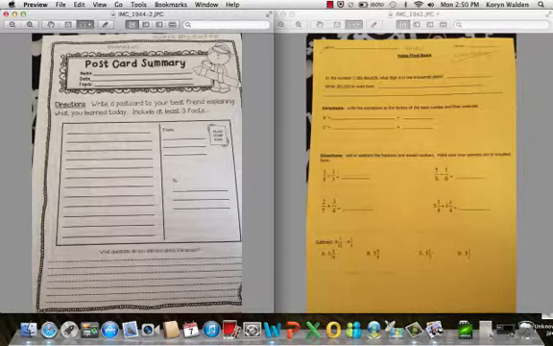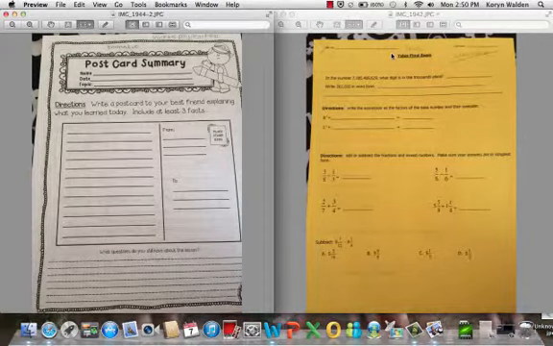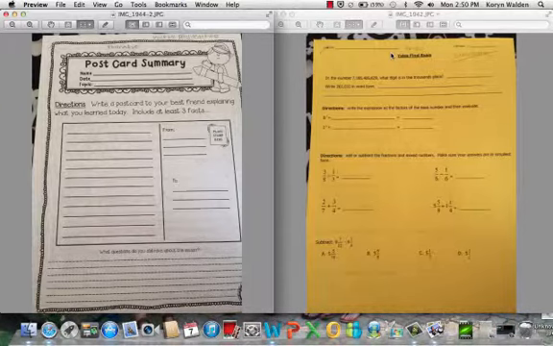Over here we have what's called the postcard summary. This is an example of formative assessment. And over here we have a math test, and this could be an example of what a teacher would use in terms of summative assessment.